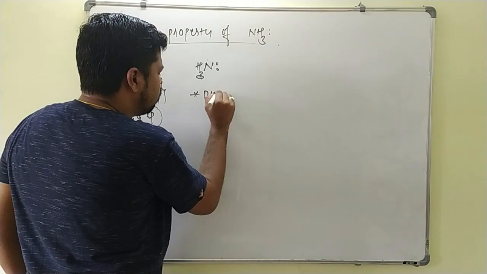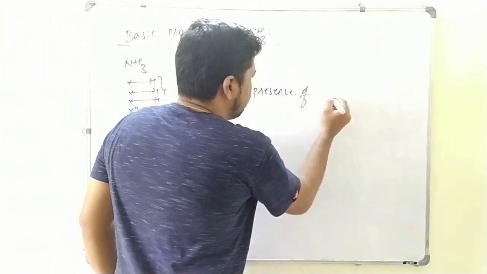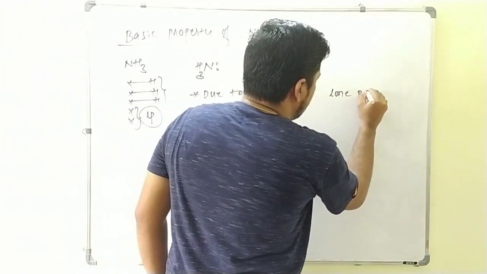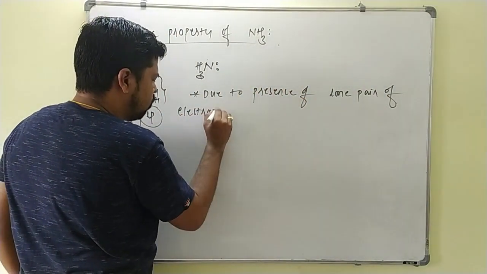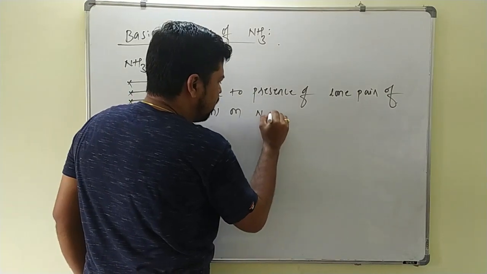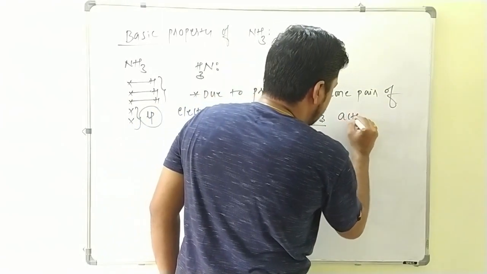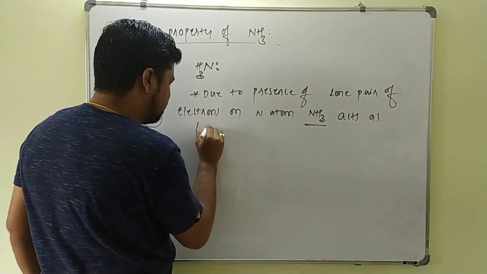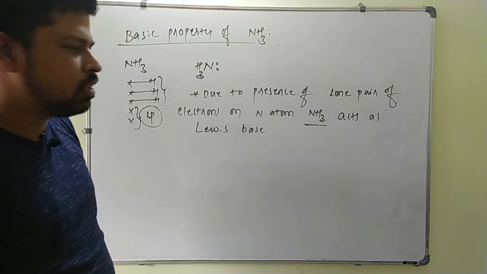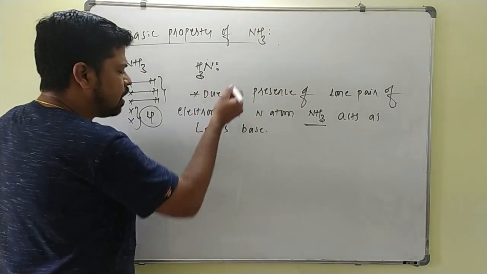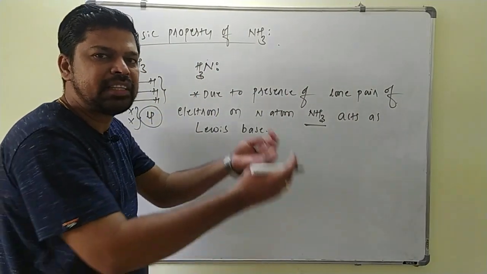First point: due to presence of lone pair of electrons on nitrogen atom, ammonia acts as a Lewis base. A Lewis base is a species which gives its lone pair of electrons. Ammonia shows basic property by donating its lone pair of electrons towards the proton, or by accepting a proton.